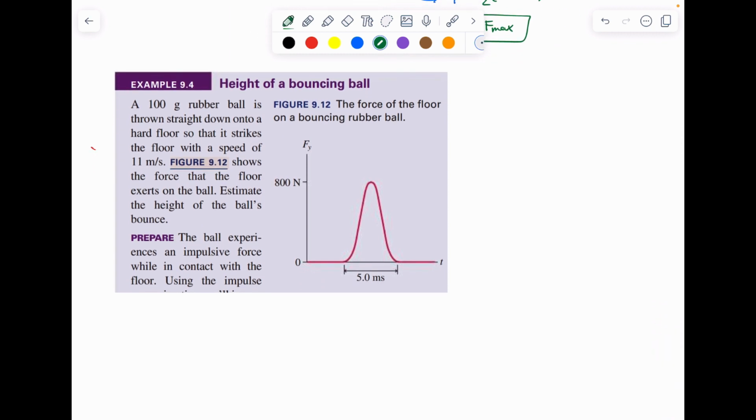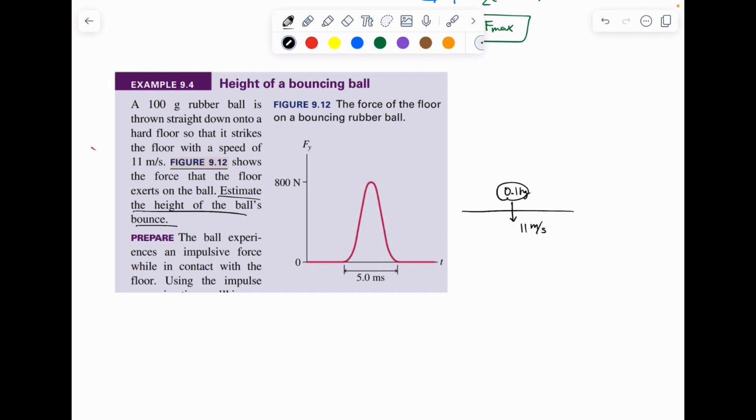Okay, so we have a 100-gram rubber ball. It's thrown straight down onto a hard floor so that it strikes the floor with a speed of 11 meters per second. So here's the ground, here's the ball, 11 meters per second. And I'm going to put in kilograms, so 0.1 kilograms. And then we have this sort of force versus time graph. Okay, cool. Estimate the height of the ball's bounce.